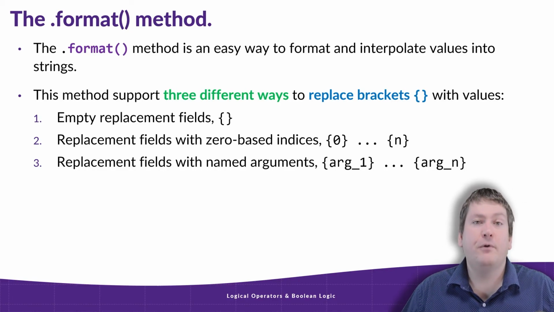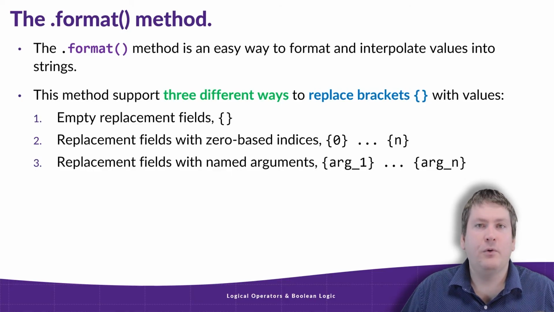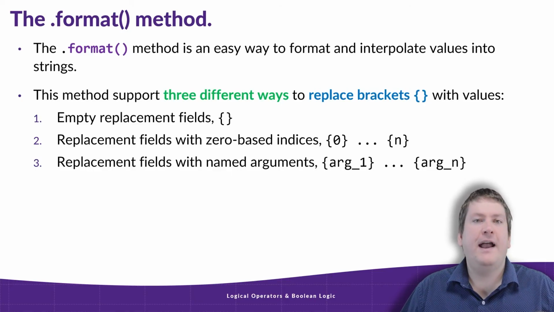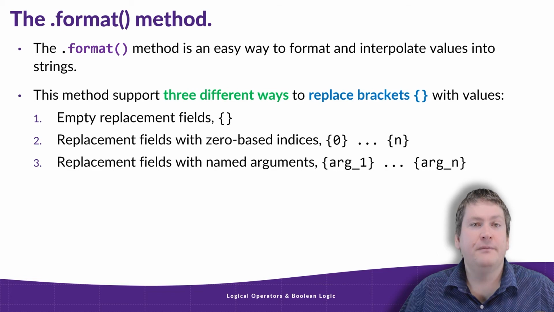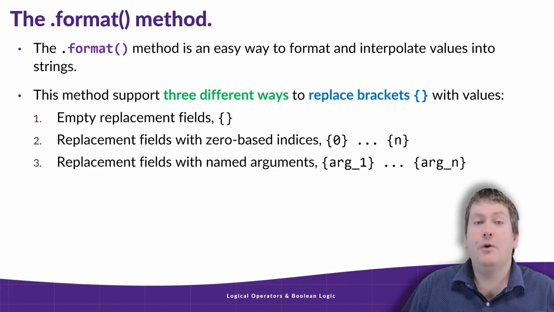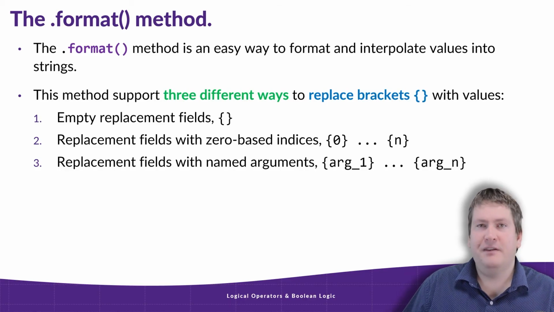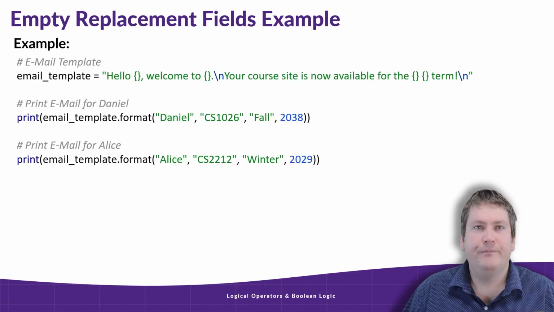And we can use the format method in one of 3 different ways. We can use it as empty replacement fields, we can use it as replacement fields with zero-based indices, or we can do it with replacement fields with named arguments. So that probably sounds a little bit confusing right now. Let's take a look at some examples where it'll be more clear.